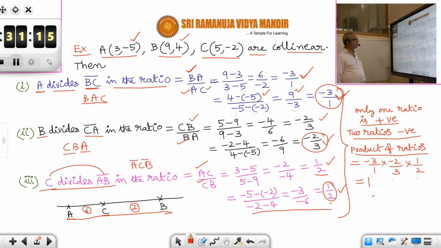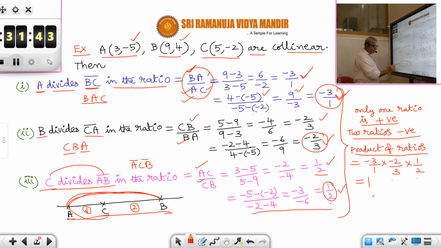Then what happens to the first ratio? Let us see. The first ratio is BA by AC. What is BA? BA is 3 units in total, 2 plus 1. AC is 1 unit. So 3/1, but the 3 you are coming to the left.